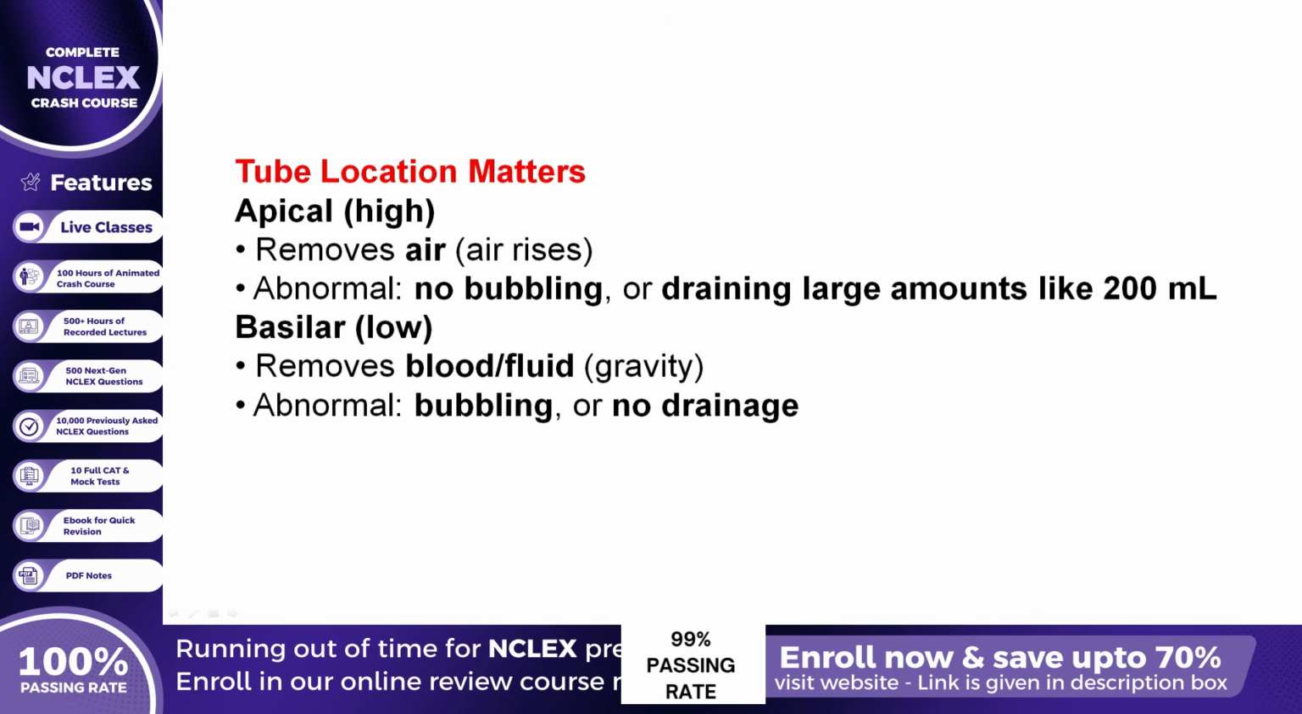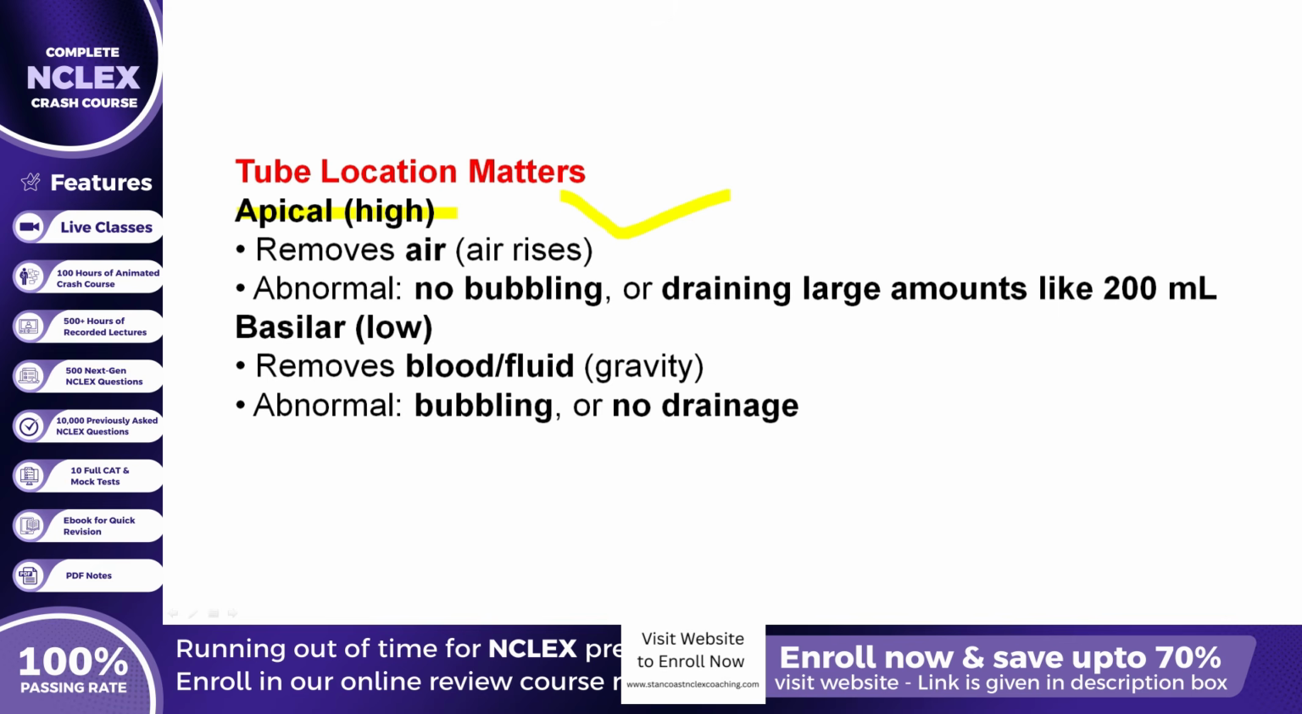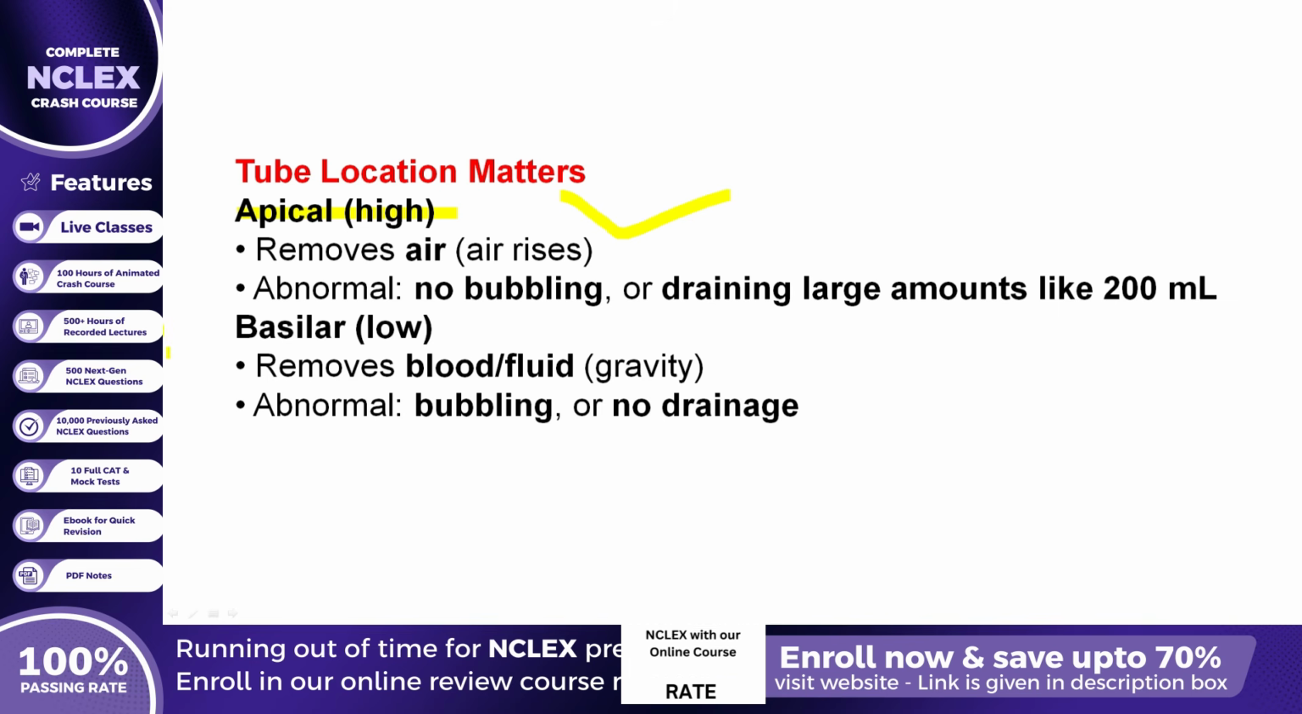Next, let us talk about how tube location matters. When a chest tube is placed apically, or high, its purpose is to remove air because air rises. And what becomes abnormal in this location is either no bubbling or draining large amounts like 200 milliliters. In contrast, when the tube is placed basilar, or low, its job is to remove blood or fluid by gravity, and abnormalities here would include bubbling or no drainage at all.